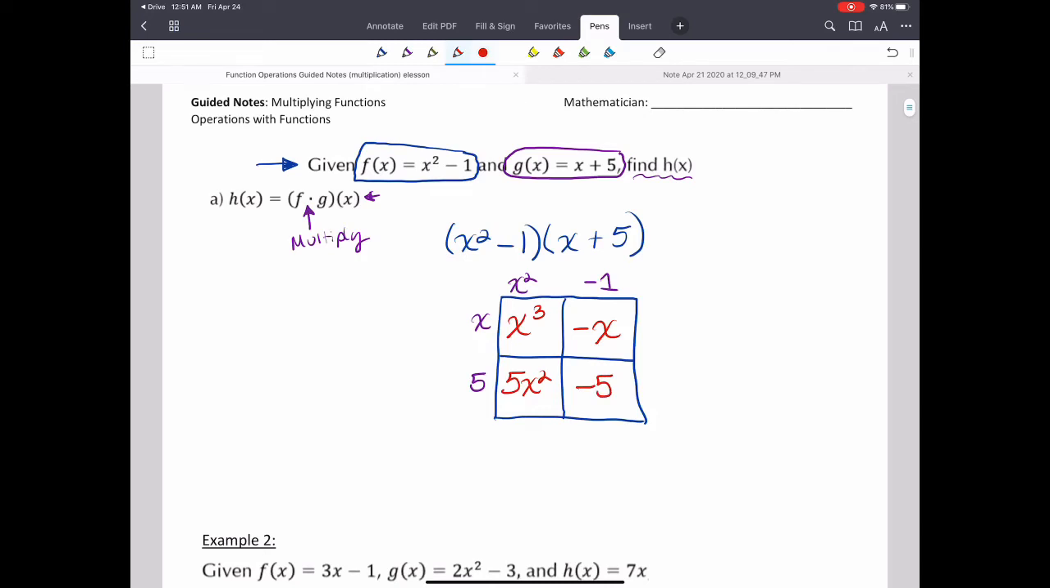Okay, so we just did all the arithmetic there. Now we just have to put together any like terms, and we actually don't have any like terms on this one. So we are all set. So the h of x for this one is going to equal x cubed plus 5x squared minus x minus 5.